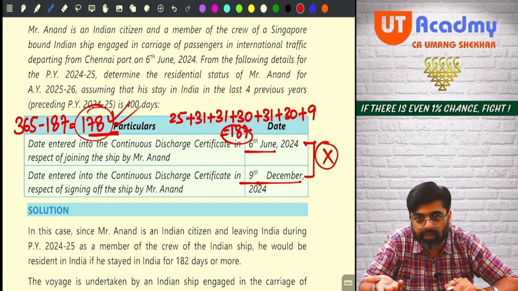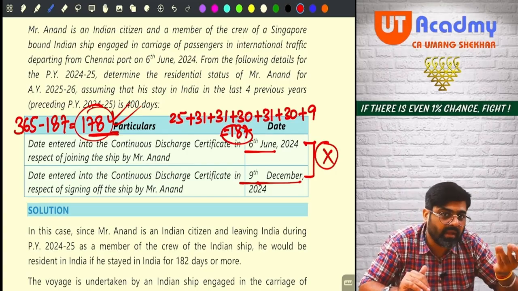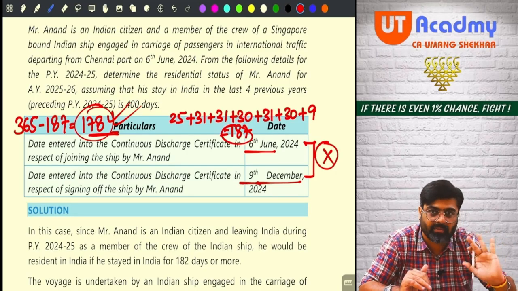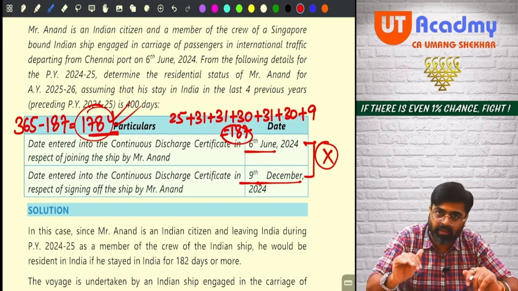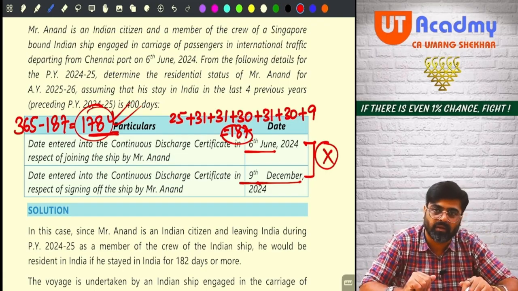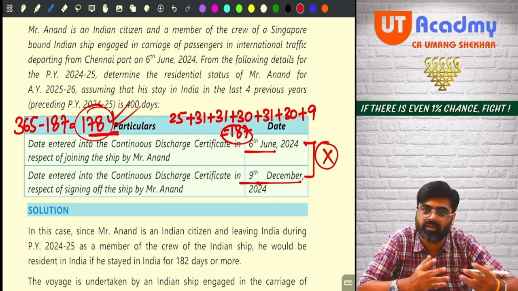Understood? Now how to present? Tell me, will B be applicable or not applicable? Not applicable. A was applicable? Yes, but A is not getting satisfied. What will you become? Non-resident.